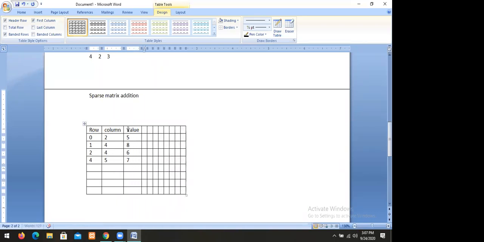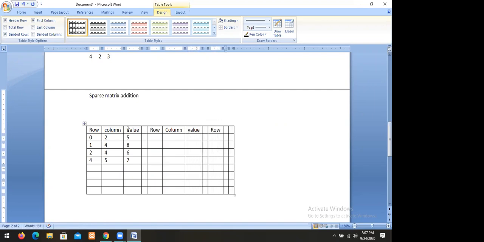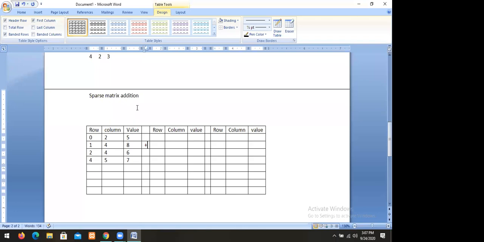So again we have the second matrix: row, column, value. We have row, column, value. So there are 2 matrices, and I want to perform addition. So in the second, 0th row, second column, value is 9.